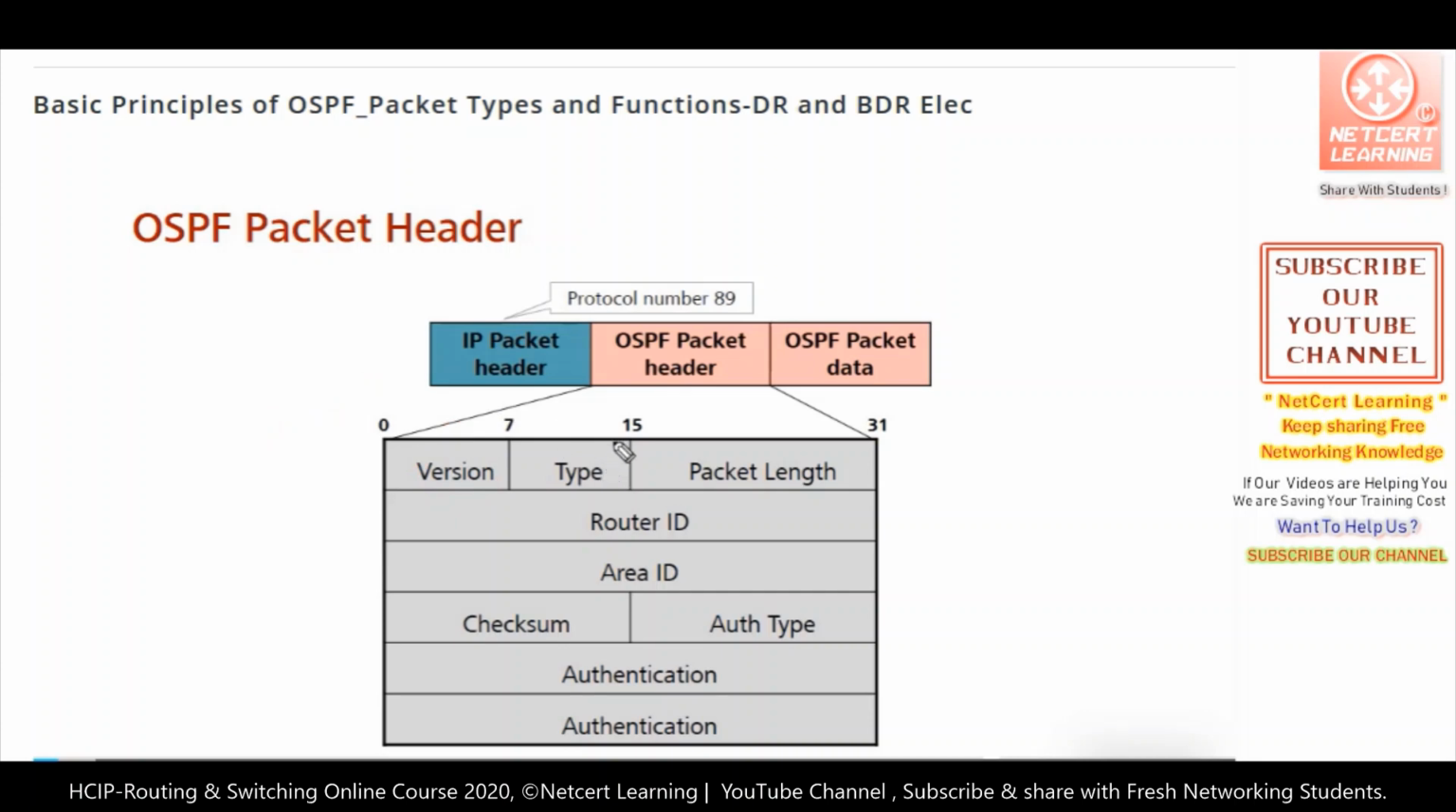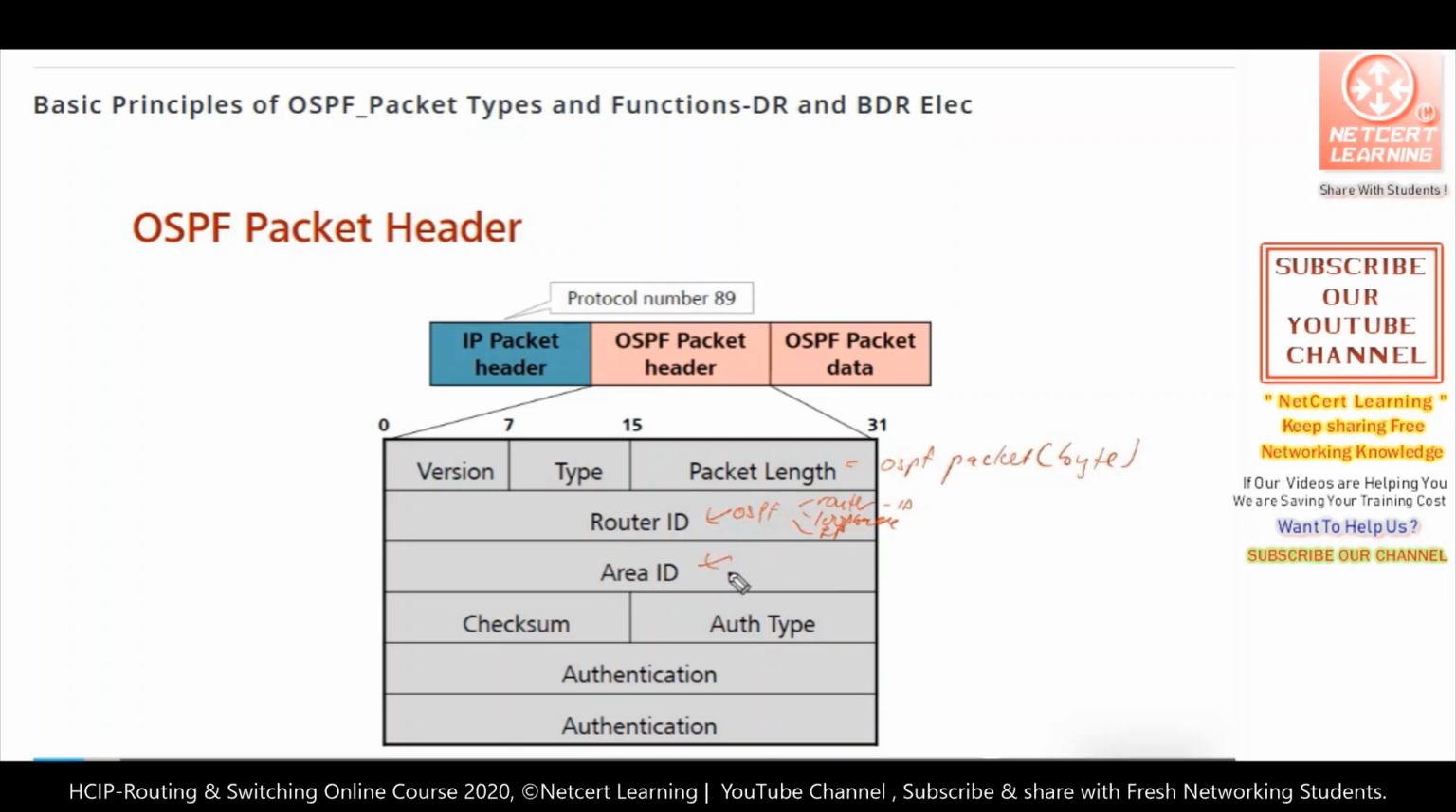Next, we look into the type. The type here indicates what kind of OSPF packet it is. Now, packet length is indicated in bytes. So here, this is the length of the entire OSPF packet in bytes. Next, we have the router ID. As I mentioned in the very beginning, the router ID is very important for us to identify the OSPF router. So we can configure a router ID using the VRP command, we can use the loopback, or we can use the highest IP address of the interface.